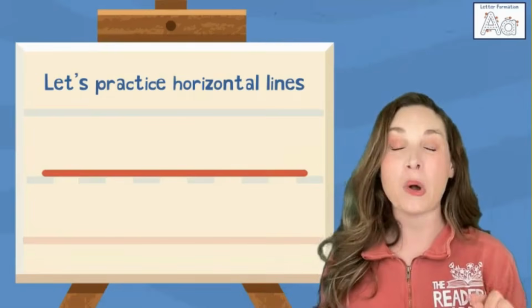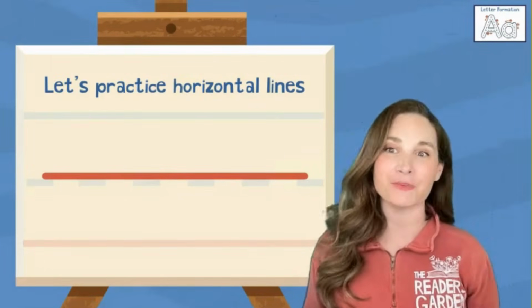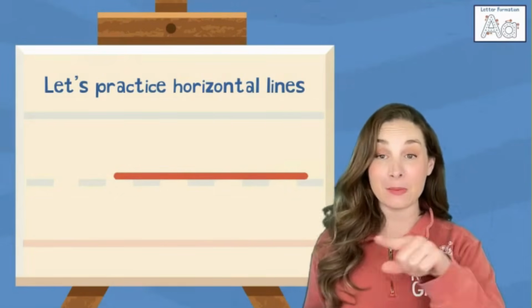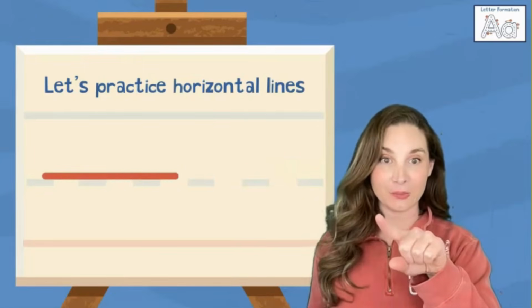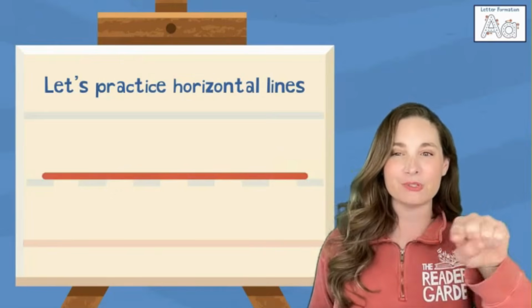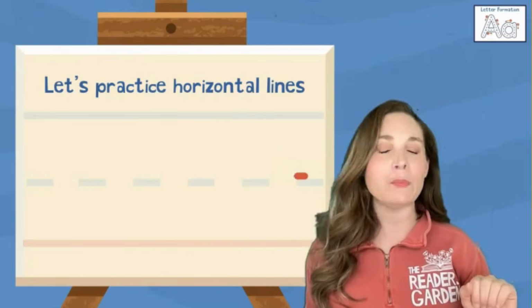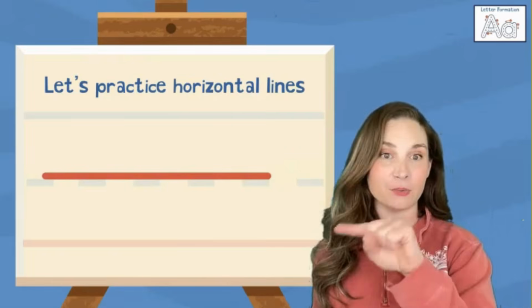Now this is a horizontal line. A horizontal line goes from left to right or from right to left. So here's how we make a horizontal line. We will start at the middle of our paper and go straight across this way. I'm going to use my tracing finger to start and go straight across. Imagine just writing in the air. Now let's trace as many horizontal lines as we want to, left to right or right to left, whatever feels comfortable.